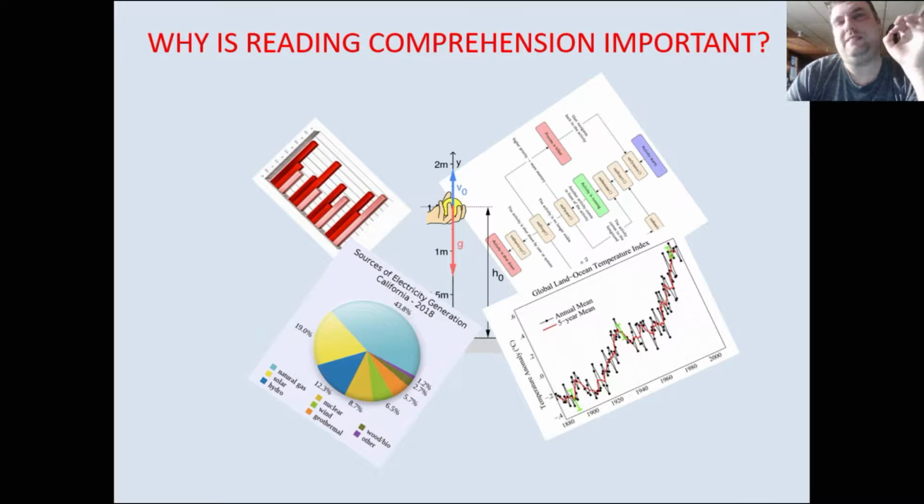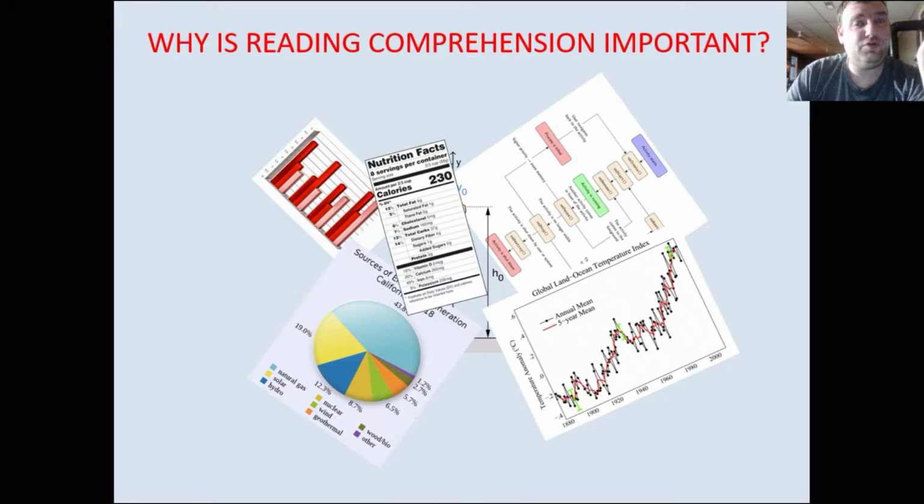One that you probably didn't think about is that reading comprehension can be important to your health. If you're a health conscious person, labels may be something you want to make sure that you know how to read and don't misread. Especially maybe you want to make sure that there's certain ingredients that aren't in something, or you're on a diet, or you're trying to gain weight, or whatever it may be. So reading comprehension is important.